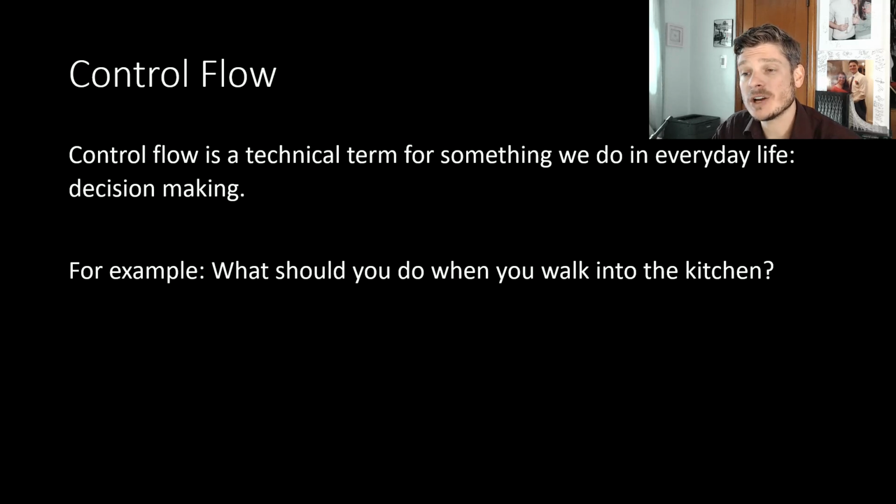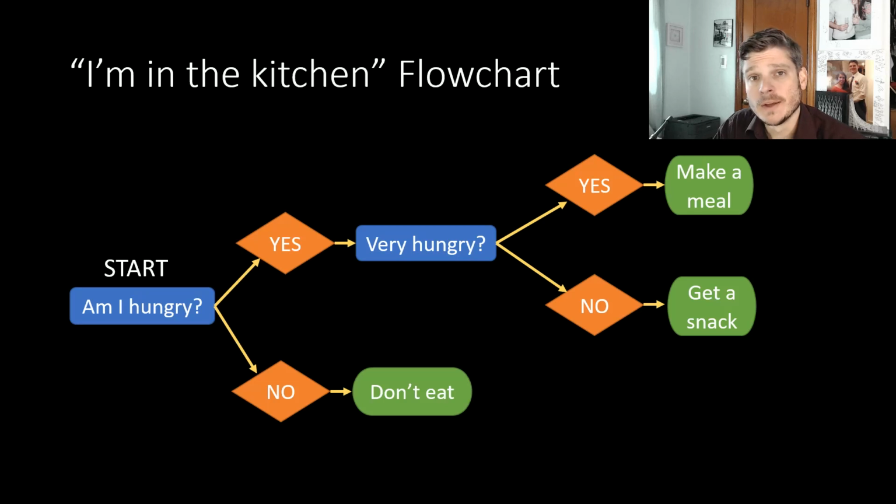So let's talk about a simple example of making a decision for ourselves in real life. For example, what happens if I walk into the kitchen? So we're taking a look at what I should do if I walk into the kitchen as a flow chart. Again, you might have seen flow charts before where we make decisions at different nodes, and depending on the decisions that we make, we end up with different outcomes.